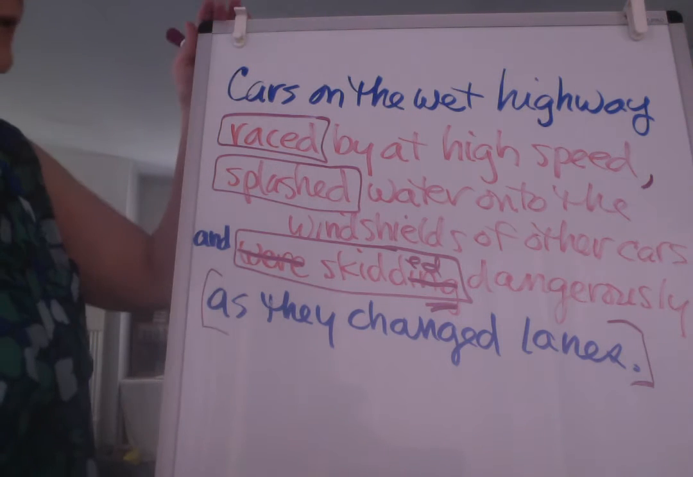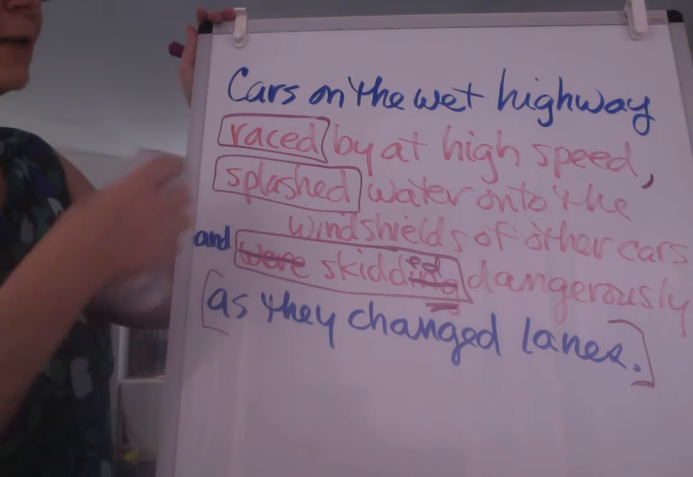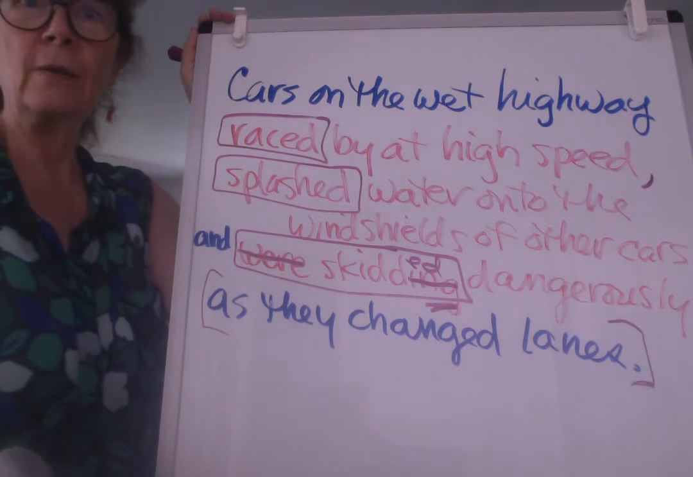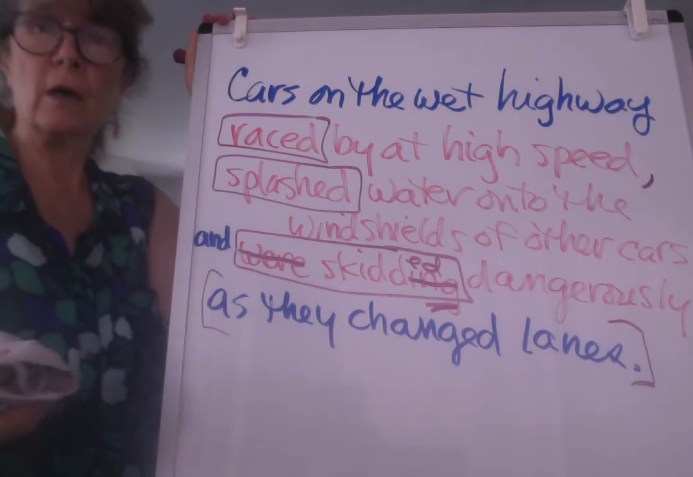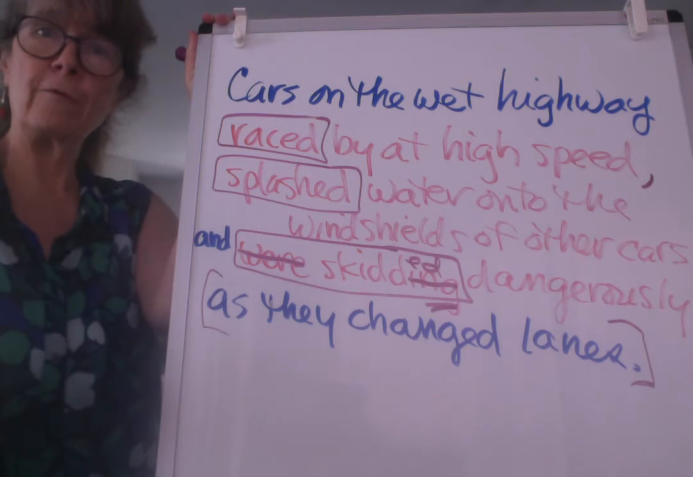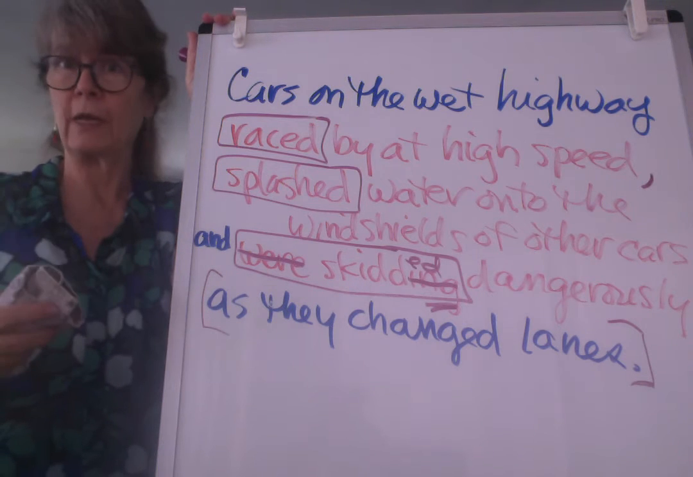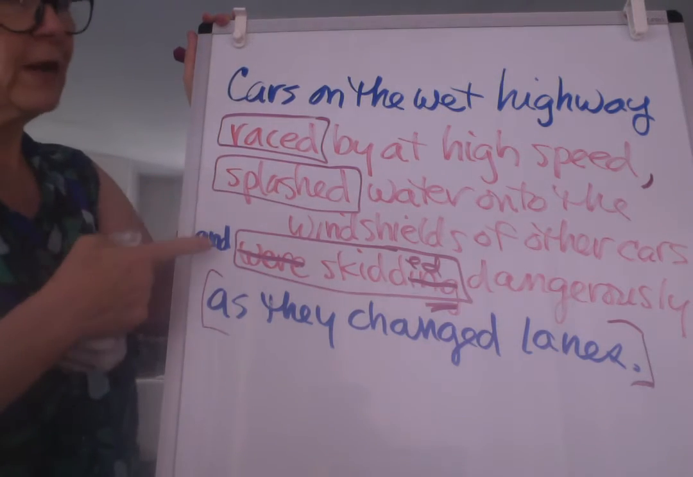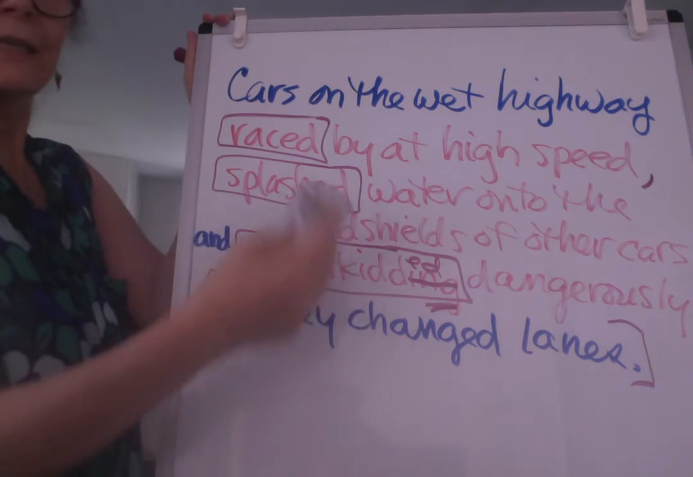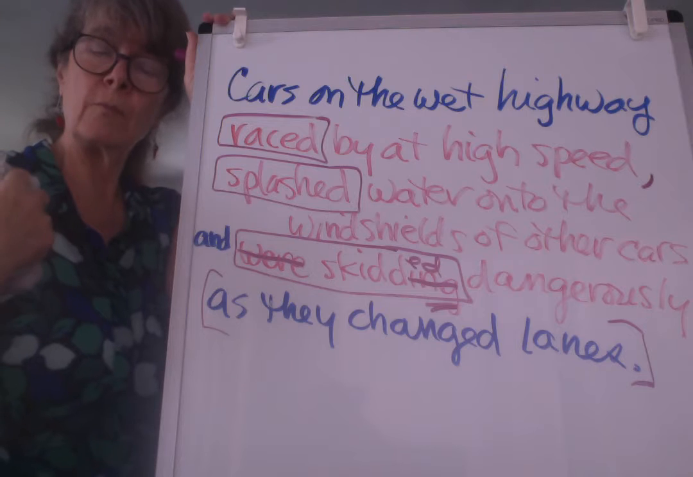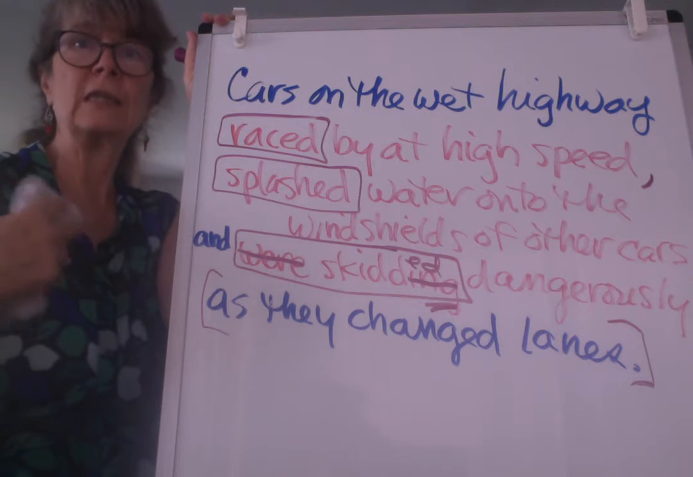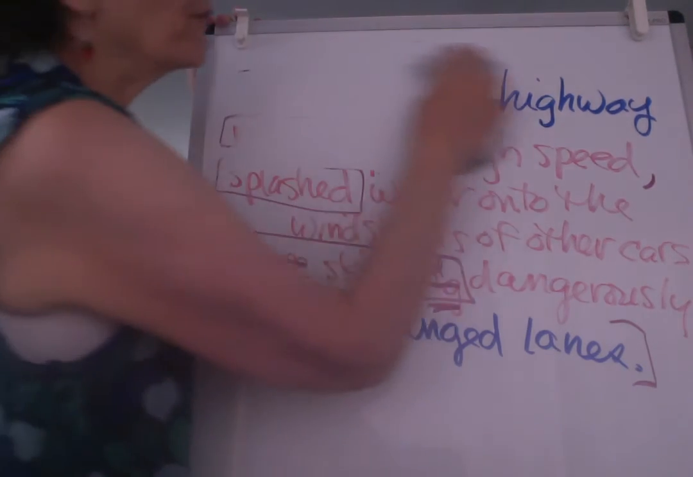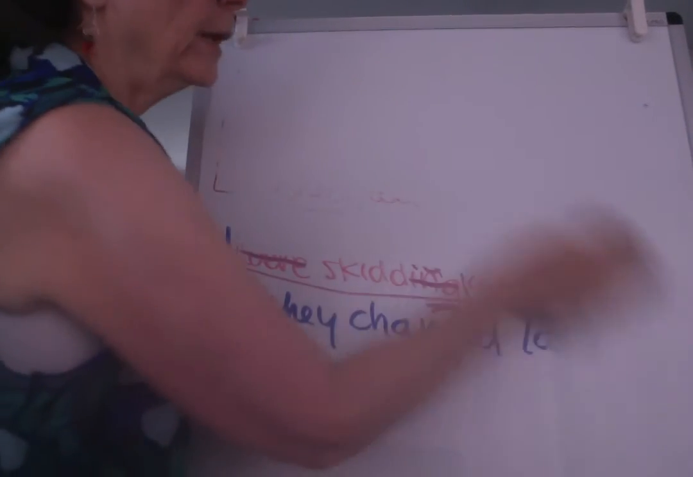Okay? All right. In this case, again, these are phrases because raced by at high speed is not a clause. It's a group of words with no subject and predicate. So it's just a phrase, not a clause. This is a phrase. This is a phrase. So in this case, the items in a series, the things in a list, are these three phrases that identify what the cars on the wet highway were doing.